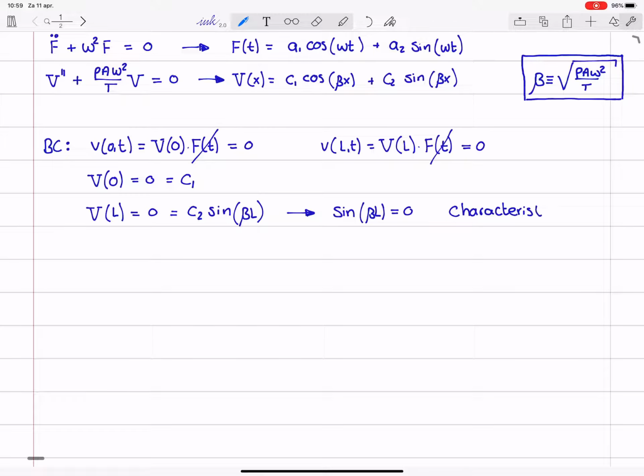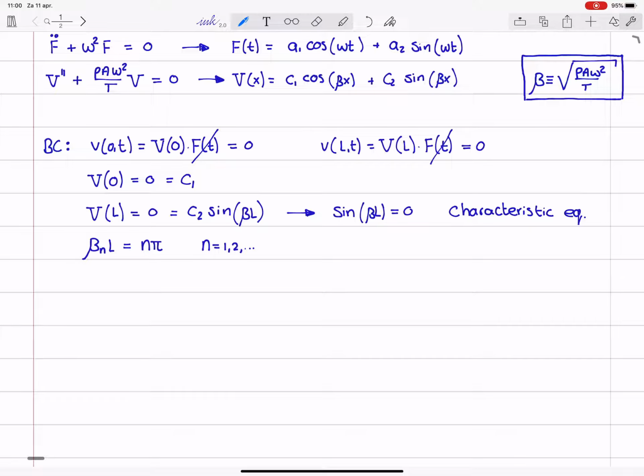Now this is called the characteristic equation. And it's really the equivalent of a characteristic equation that we encountered for discrete systems. However, in this case, there are infinitely many solutions for this to be true. Let me denote these solutions by beta n. This characteristic equation is satisfied whenever beta n times L is equal to an integer multiple of pi, where in this case n starts counting at 1, because for n is 0, the sine of 0 is 0, and then we still have this 0 solution again.